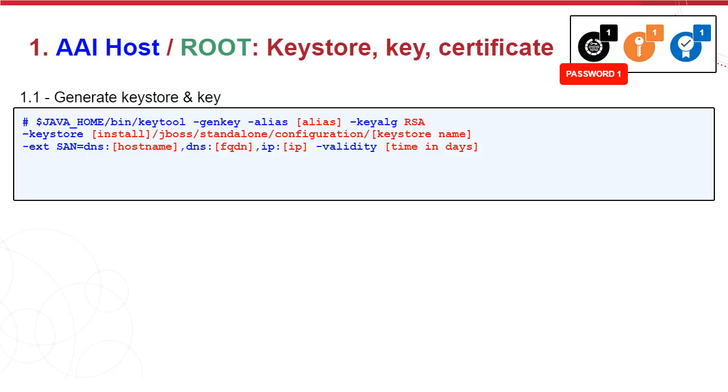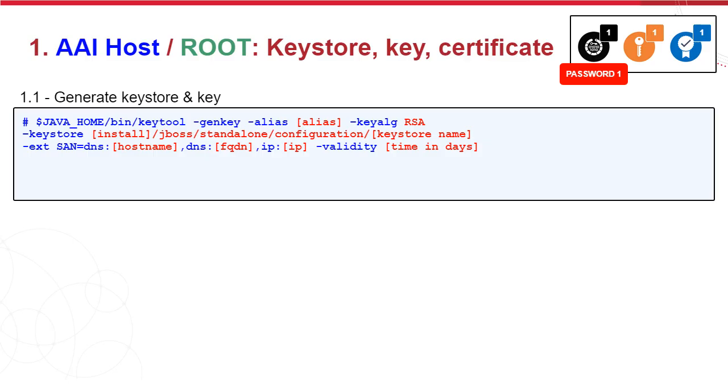We provide and confirm a password for the key store. This is our first password. We'll need it in several places in both operations and standalone.xml. We provide the CN, which should be the AAI host or DNS name. The other fields are not required. Finally, we enter a password for the key store, and the elements are generated with the file name you indicated.